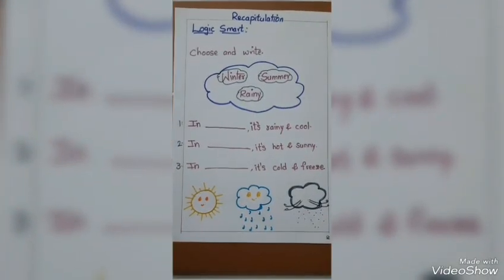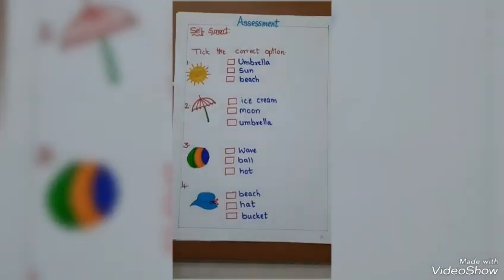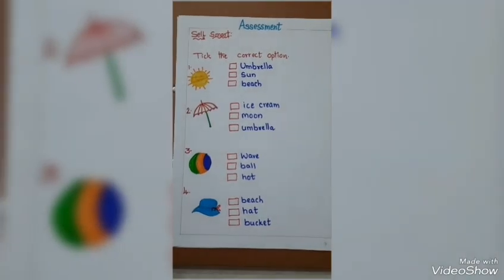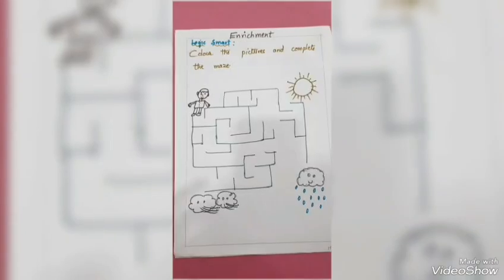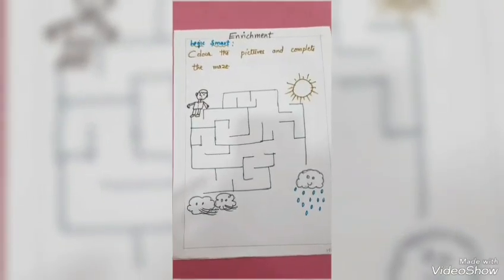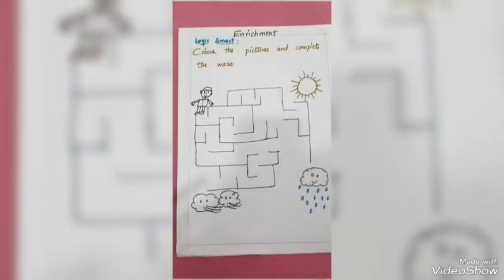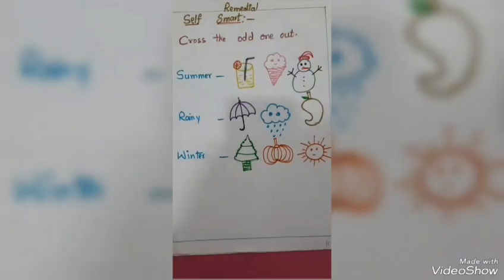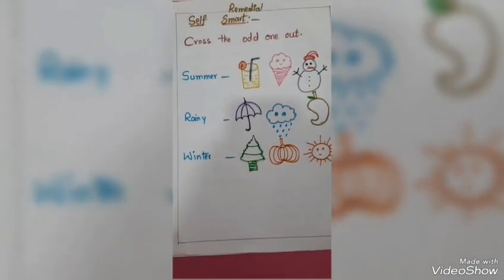Recapitulation by Logic Smart. Choose and write the correct answer. Assessment. Self Smart. Tick the correct option. Enrichment by Logic Smart. Color the pictures and complete the maze. Remedial. Self Smart. Cross the odd one out.